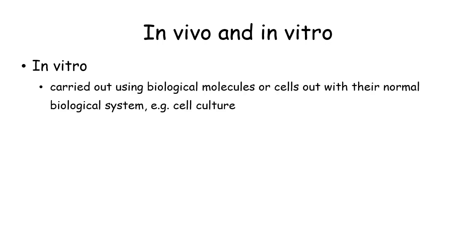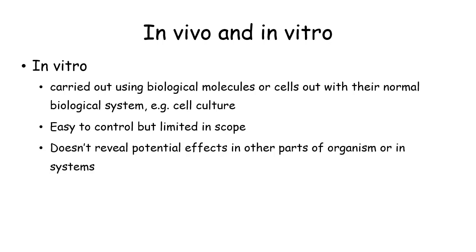When it comes to studies, we can have in vivo and in vitro studies. And the first one we'll look at is in vitro. In vitro means in glass, and it is when we look at biological molecules or cells in a very controlled environment, so they're not in their normal biological system. An in vitro experiment is very easy to control all the variables, but is very limited in scope.